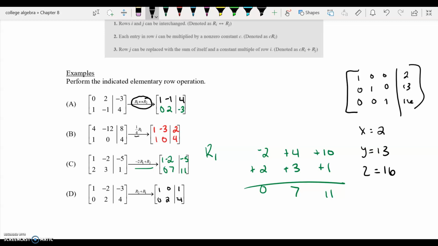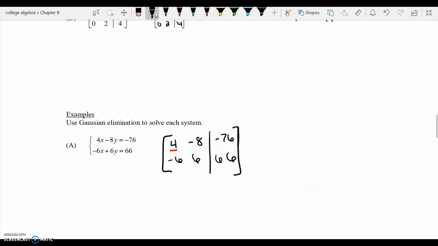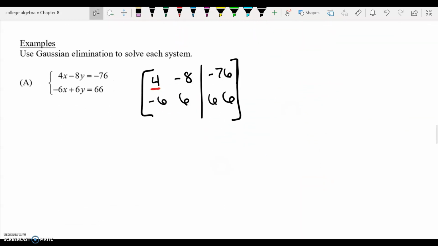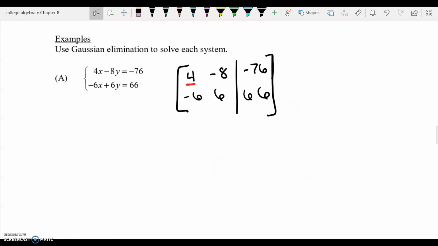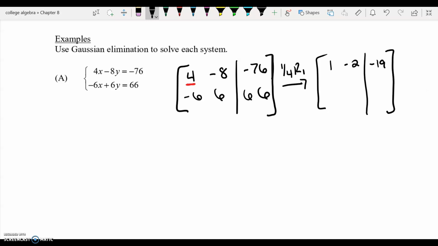So we're going to use these elementary row operations to solve these equations. However, if you don't feel comfortable, you can always use elimination or substitution. So this first one, I went ahead and wrote it into the augmented matrix, and here's what I would do. So I want my top left number to be a 1. So I'm going to multiply 1/4 times row 1, aka I'm going to divide by 4. So I'm going to get 1, -2, -19. Row 2 did not change, so it's going to stay the same.